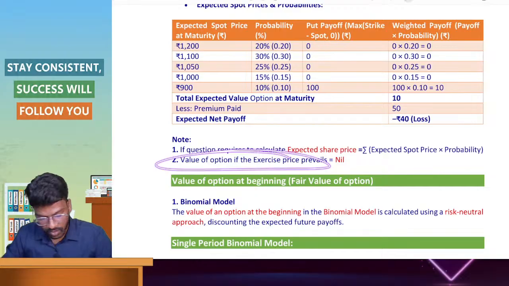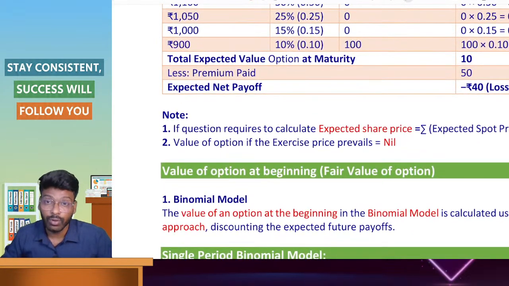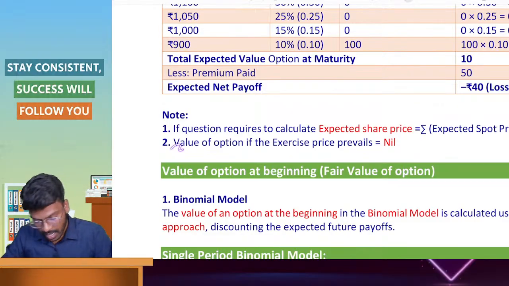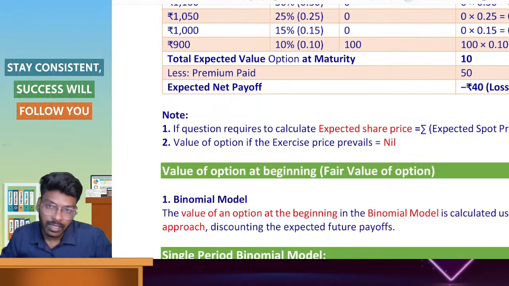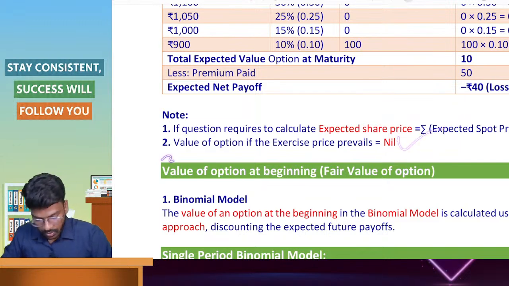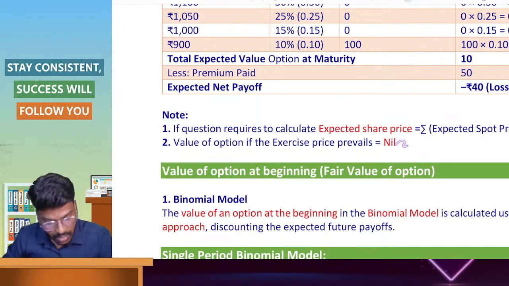Also the value of the option if the exercise price prevails. In one question we have in the ICA material, the value of the option if the exercise price prevails can be asked in an MCQ. One option will be nil, so the answer will be nil. What is the value of the option if the exercise price prevails? The answer will be nil.